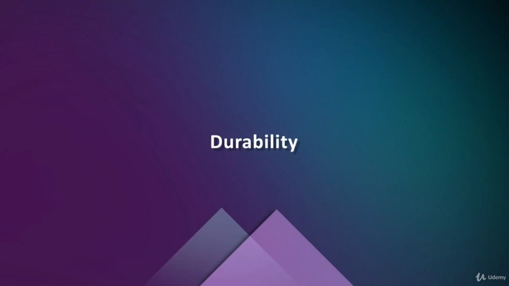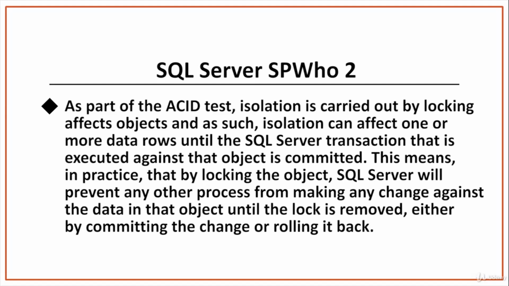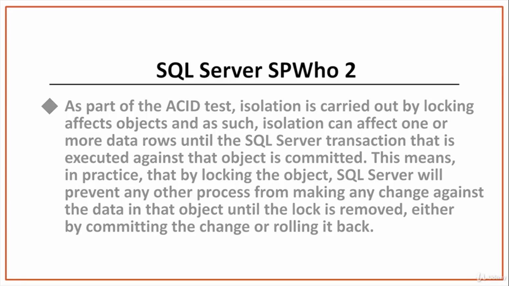If a transaction does not complete in the event of a failure and restart of the system. As part of the ACID test, isolation is carried out by locking affected objects, and as such, isolation can affect one or more data rows until the SQL Server transaction that is executed against that object is committed. This means, in practice, that by locking the object, SQL Server will prevent any other process from making any change against the data in that object until the lock is removed, either by committing the change or rolling it back.